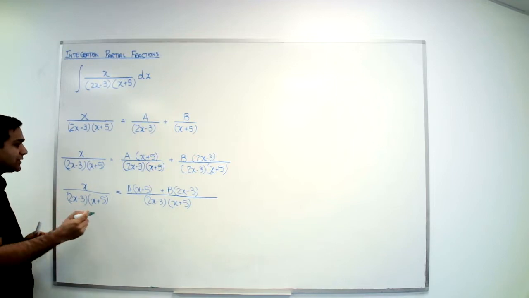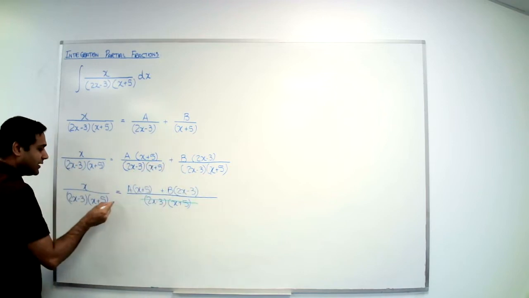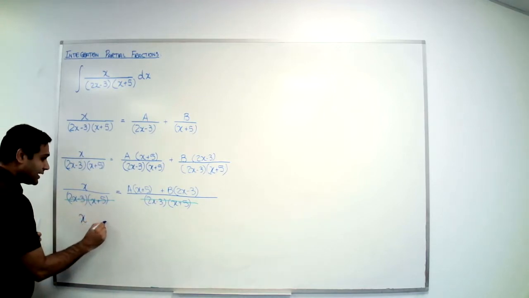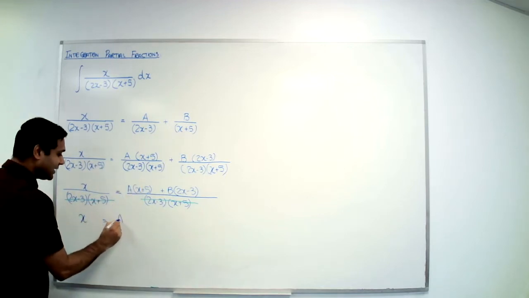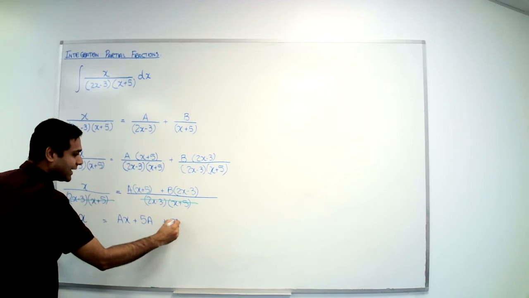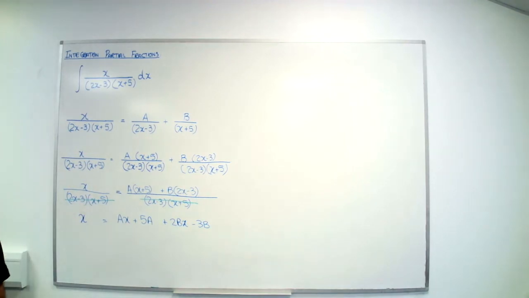Now, because this denominator and these denominators are the same, that's one term and the other one is one term, you can just cross this bit and cross this bit. When you cross that one, what you got here is you just got a simple x. And on this side, you need to multiply the A inside. So that becomes Ax plus 5A. Multiply the B inside. 2Bx minus 3B. Look at that. Now, you need to find out what's the A and the B.